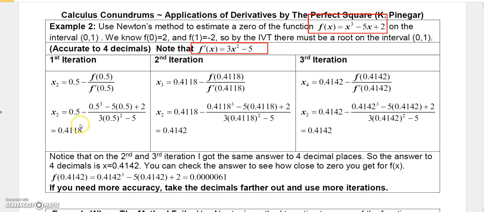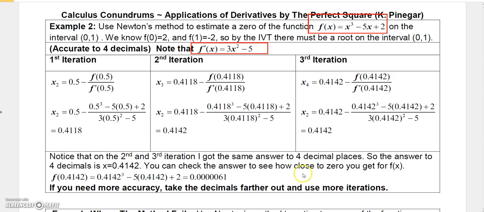Now, to get the third point, you take x2, which is 0.4118, minus the function evaluated at that number, divided by the derivative evaluated at that number, and you do that calculation, you get 0.4142. And then if you want to get x4, you would take 0.4142 minus the function evaluated at that number, divided by the derivative evaluated at that number, and notice it gave me the same thing. So the third iteration and the fourth gave me the same answer to 4 decimal places. So the answer accurate to 4 decimal places is just 0.4142.